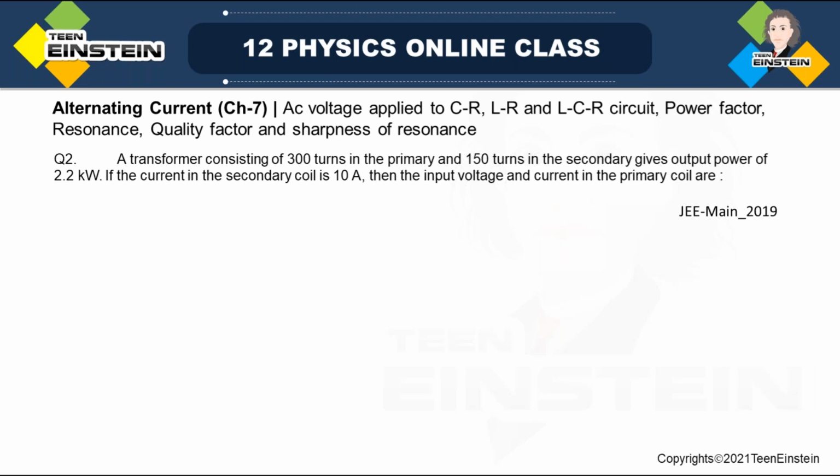Now this question is again a very interesting question and not a very tough question. A transformer consisting of 300 turns in the primary coil, so the number of turns in the primary coil we have got, and 150 turns in the secondary, gives an output of 2.2 kilowatt.